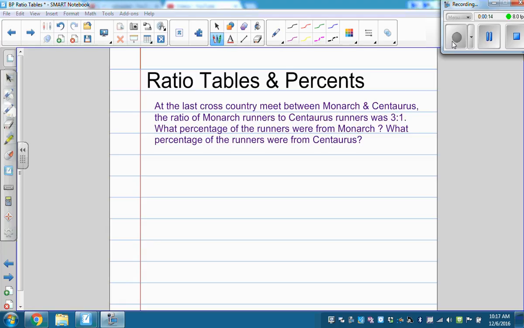So when I look at this problem and read it, at the last cross-country meet between Monarch and Centaurus, the ratio of Monarch runners to Centaurus runners was 3-to-1. The question I'm trying to answer: what percentage of the runners were from Monarch? And also, what percentage of the runners were from Centaurus? Right away when I read that, I start to see that there's two populations.